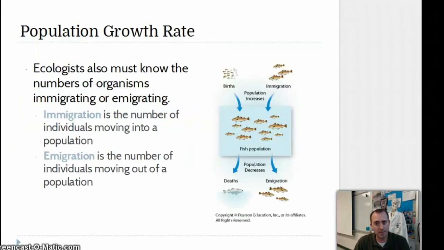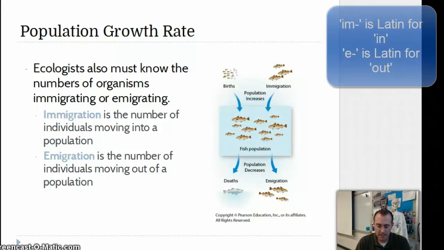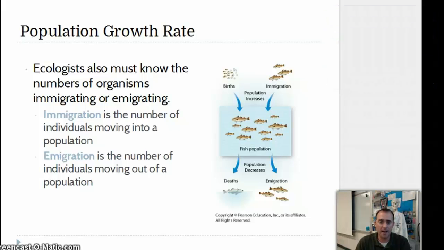Now, what also affects population growth rates is the idea of immigration versus emigration. Just like births are adding individuals to the population, immigrating organisms would add individuals to the population. So we'd have to take that into account when looking at population growth. And just like deaths are taking individuals out of the population, emigration is taking individuals out of that population as well. They're not dying, but they're just moving to a different population. So that would also affect the growth rate. So ecologists have to factor in immigration and emigration when figuring out if a population is growing or shrinking.